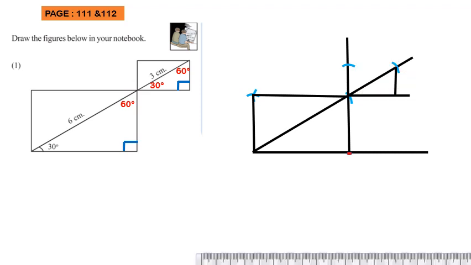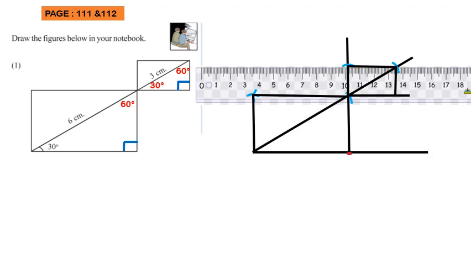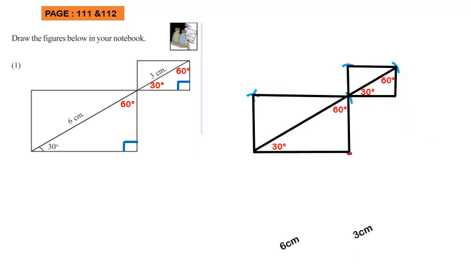Now we get an intersecting point. Then join this point by using a ruler. Then erase the unwanted parts. Now we get the required pattern.